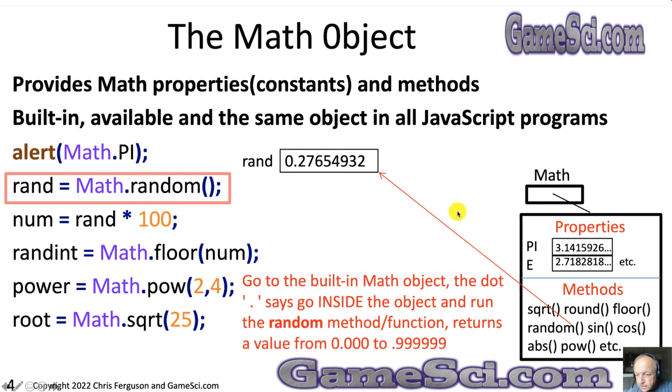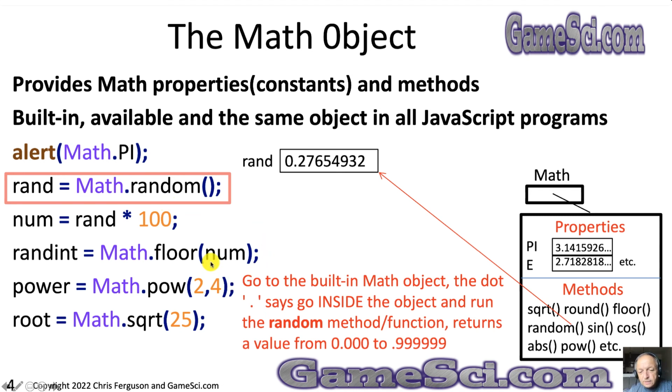Remember we were calling these variables before? A better name is properties. Properties implies that pi and e are variables inside the math object. Methods is the updated term. A method is simply a function that is part of an object, and it turns out this random method is part of the math object.